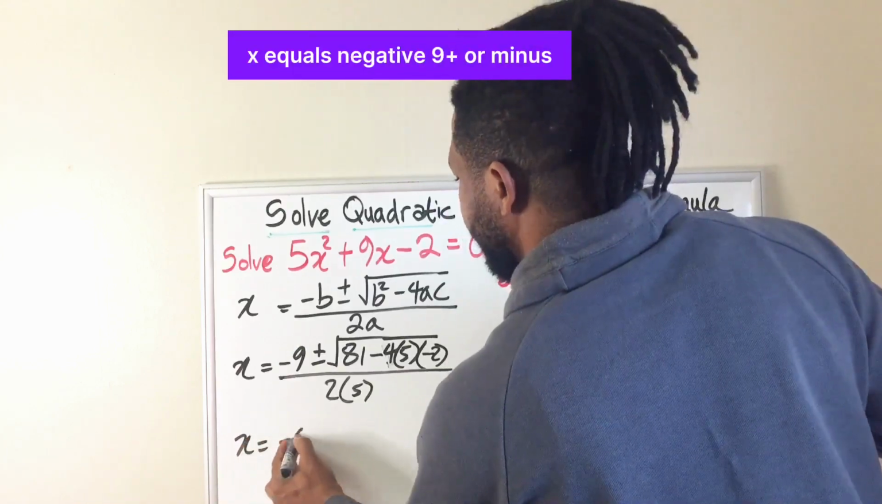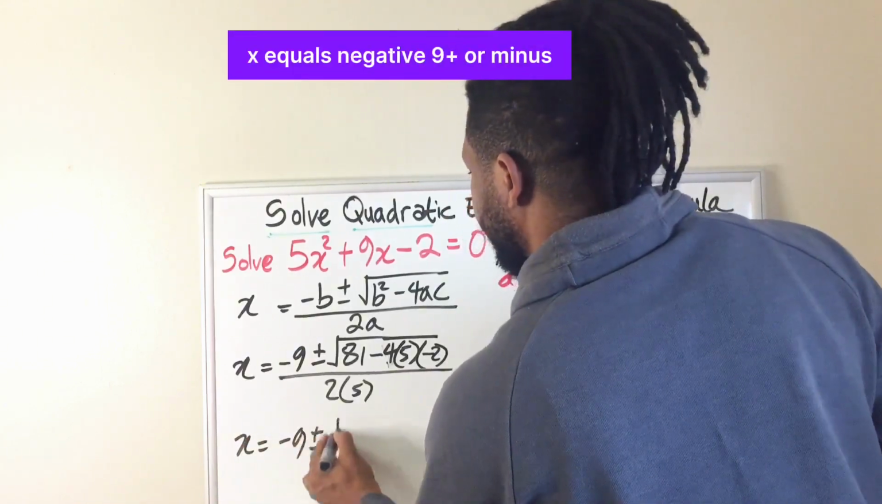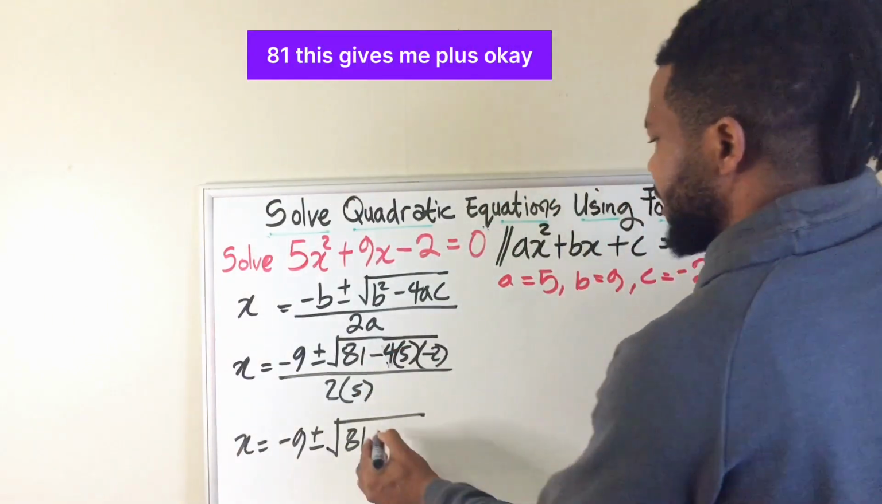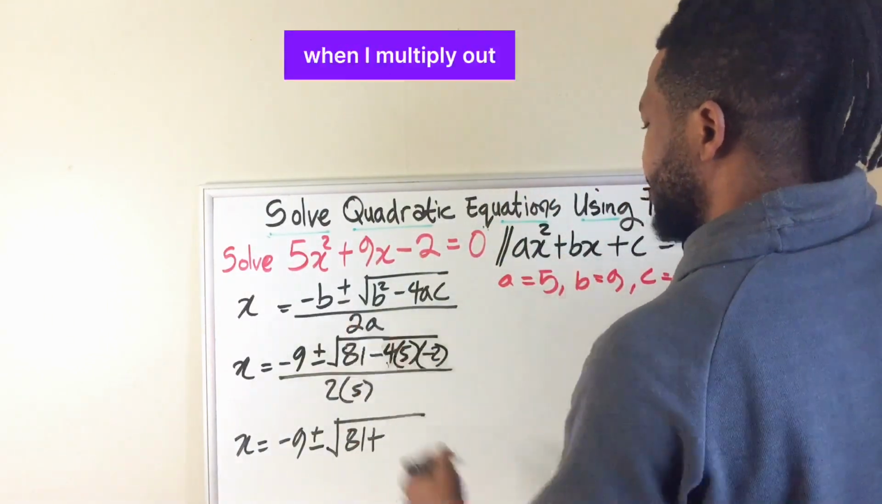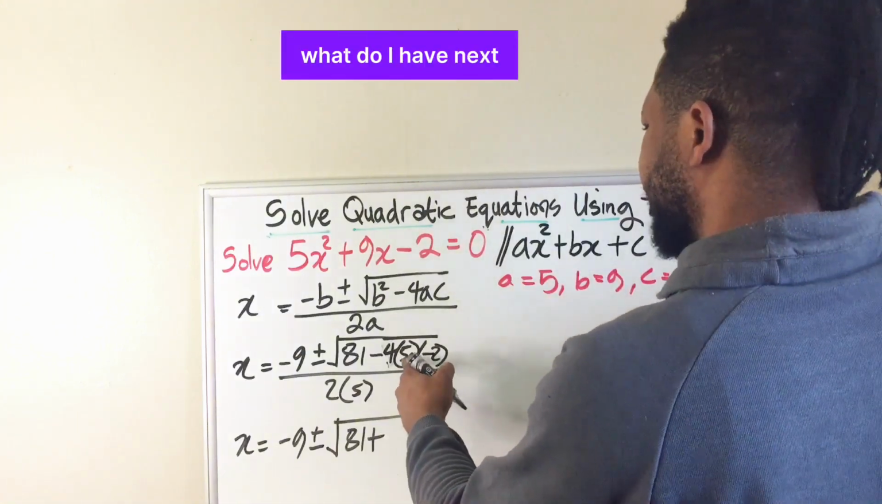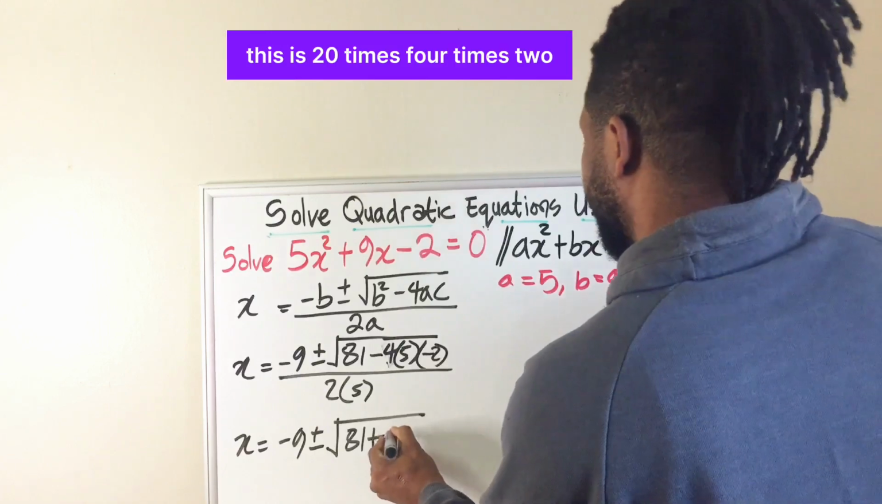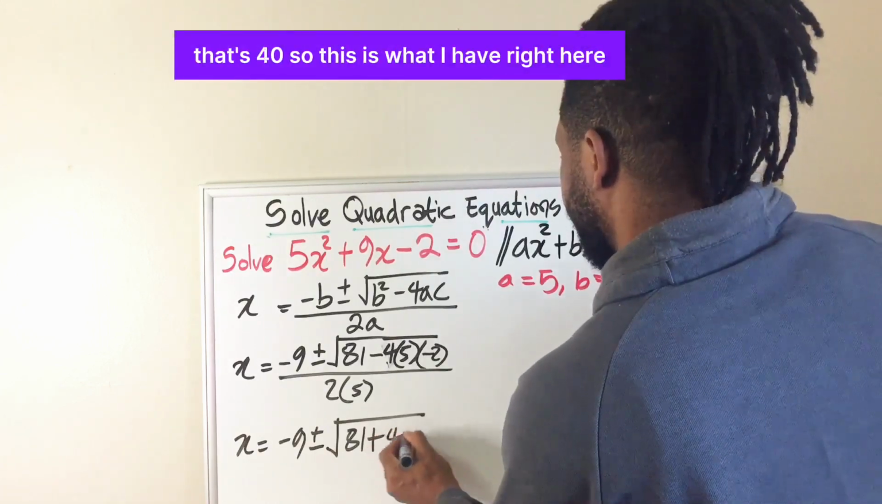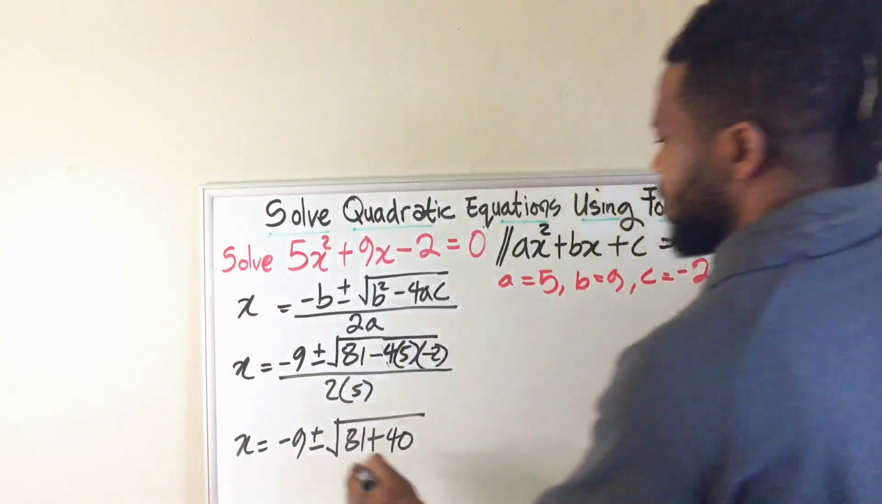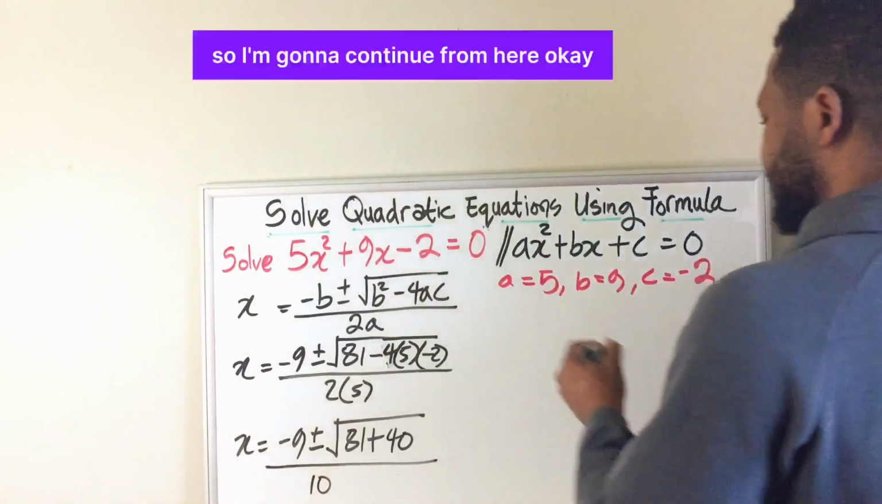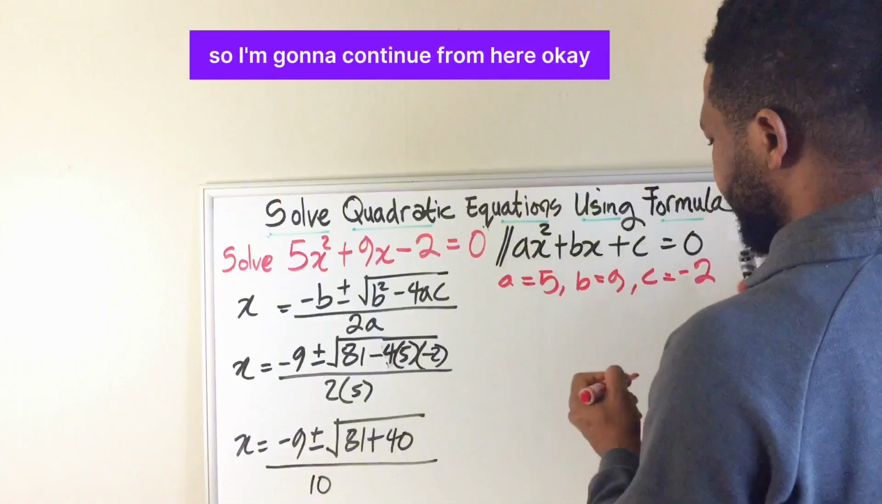If I simplify further, I'm going to have x equals negative 9 plus or minus the square root of 81. This gives me plus, when I multiply out. What do I have next? This is 20 times 2, that's 40. So this is what I have right here, all divided by 10. So I'm going to continue from here.